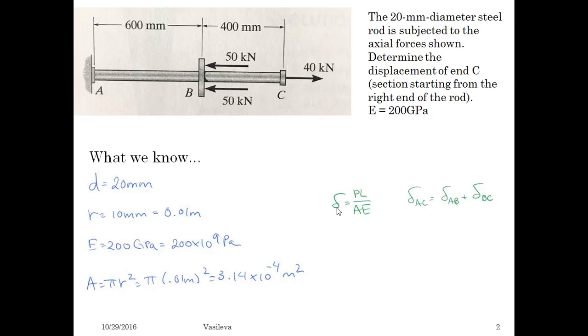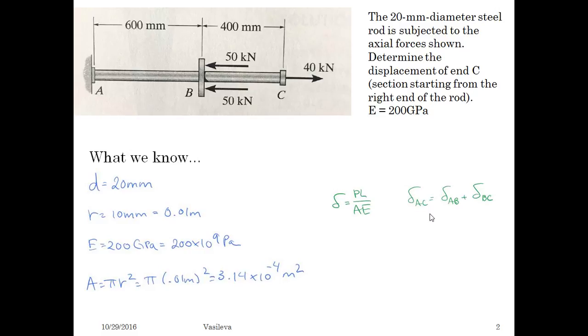We know that the axial displacement equals PL over AE. So we know A, we just found the area. We know E because we're given E, and L is just the length of each segment. It is not the length of the entire rod. So the only thing that we're in charge of finding is P, the normal force.